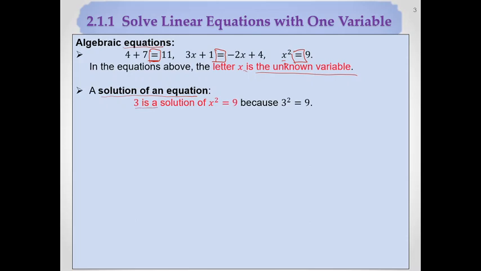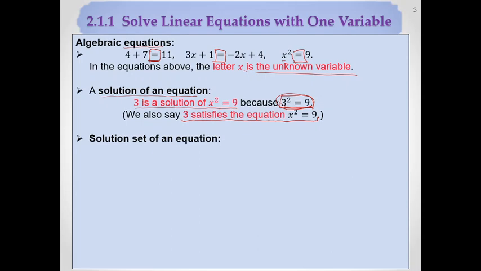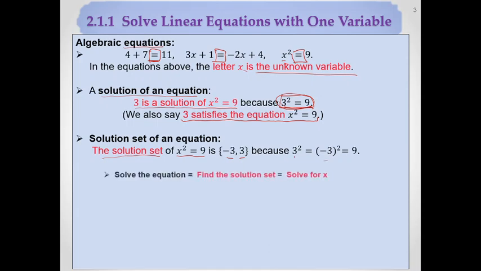So, for example, 3 is a solution of x squared equal to 9 because 3 squared is equal to 9. And you will also use this word: 3 satisfies the equation x squared equal to 9. It means when you substitute 3 for x, it will satisfy the equation. The solution set of an equation is the set of solutions. So the solution set of x squared equal to 9 is negative 3 and 3, because 3 squared is equal to 9 and negative 3 squared is equal to 9.